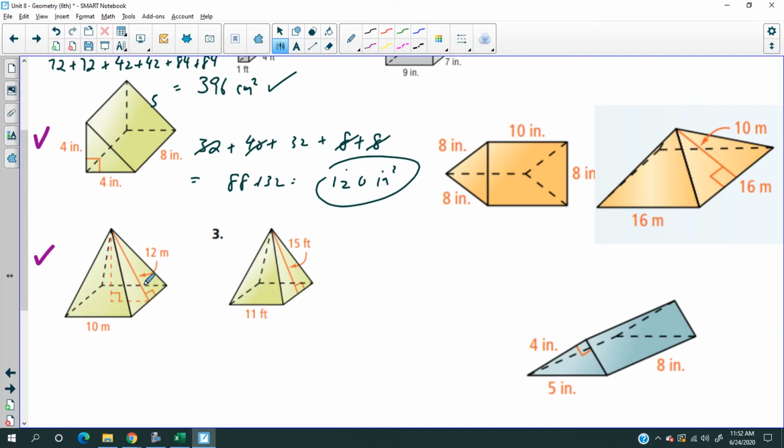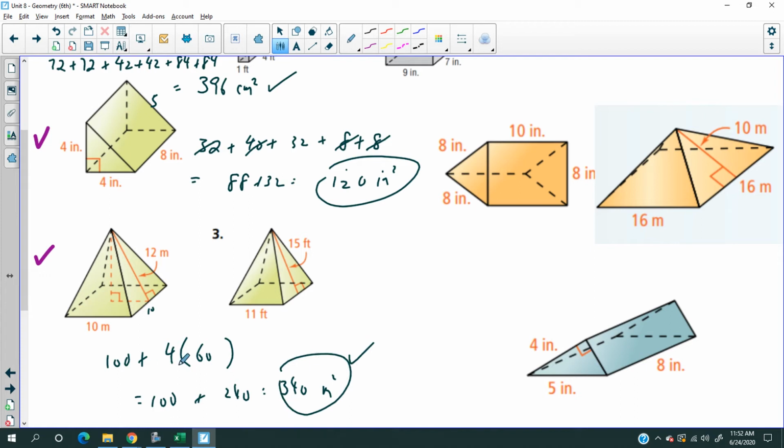So here we have the base here. That's a 10 by 10, all right? I'm assuming they didn't tell you, so that's a 10 by 10. That's 100 plus the 4 of these triangles, right? So you see why I wrote that? 10 times 12 is 120. That's 60. That's 100 plus 240. Am I right? Yeah, that's 340 meters squared. That's it, okay? So we're done.